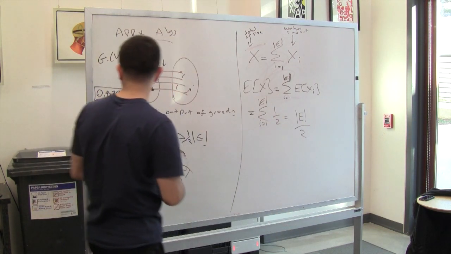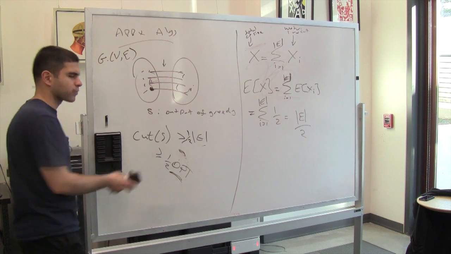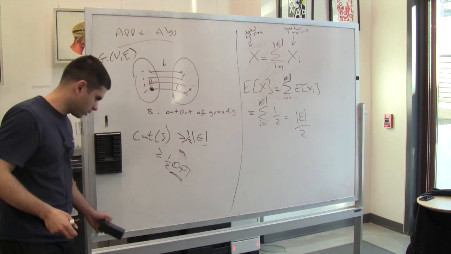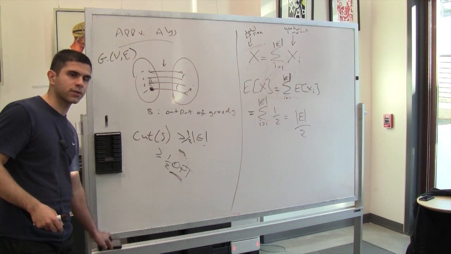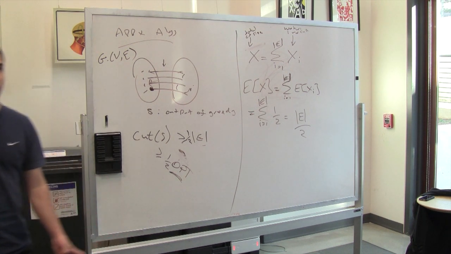Okay, so that's max cut. It's actually a very difficult problem. It's one of the more traditional NP-hard optimization problems, and it's been around for decades. So it's gotten a lot of attention.